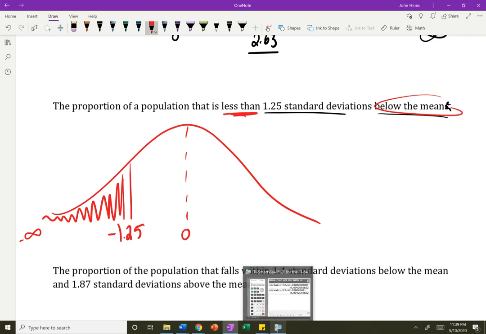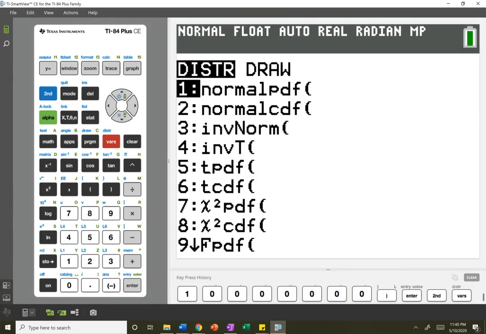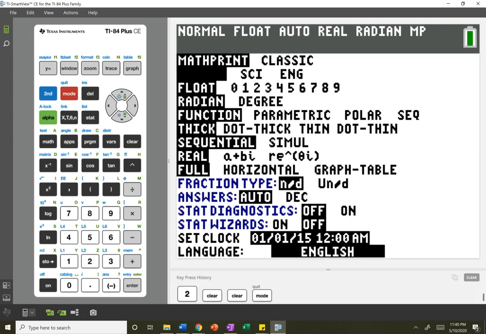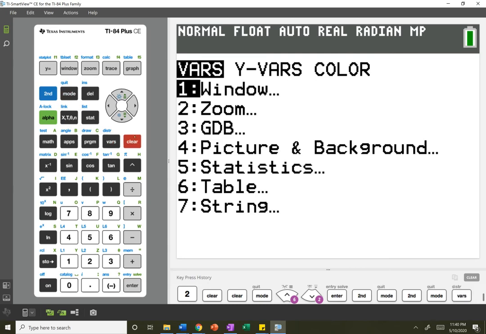So we're going to go to normal CDF. We're going to hit second vars, CDF. Let me turn my stat wizard back on because most of you have 84s. And if you don't have an 84, download the program. Download the program there.